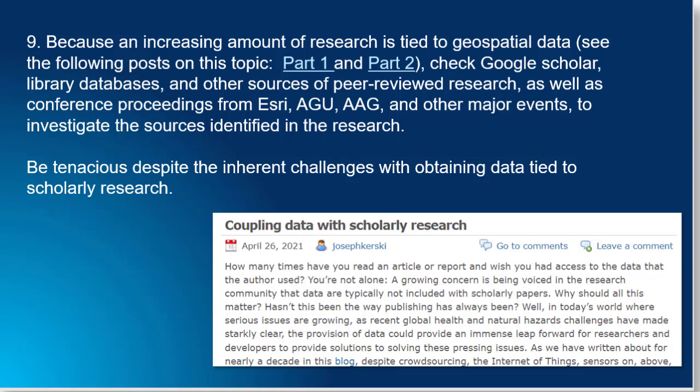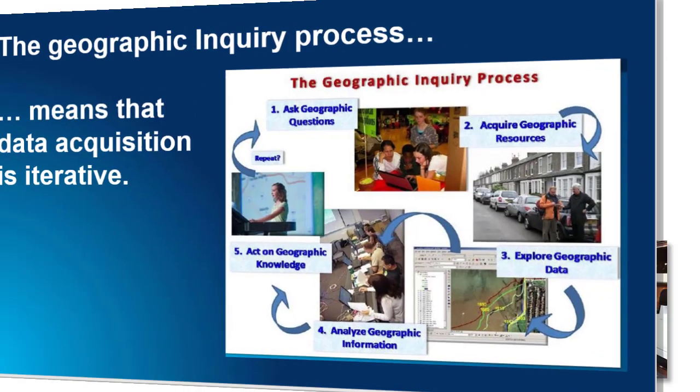Now, be tenacious on this part because there are some inherent challenges with obtaining data tied to scholarly research. This is a relatively new movement. In the past, much research was published and the reader doesn't have access to the data for a variety of reasons that we could talk about. But increasingly, there's pressure on researchers to provide the data so someone can replicate your study in a different area or with different variables, etc. So don't neglect this one, even if it's a bit difficult at the present time.